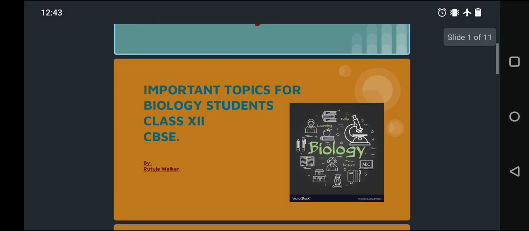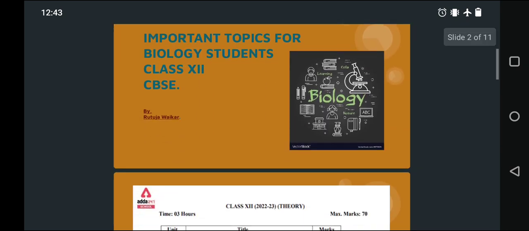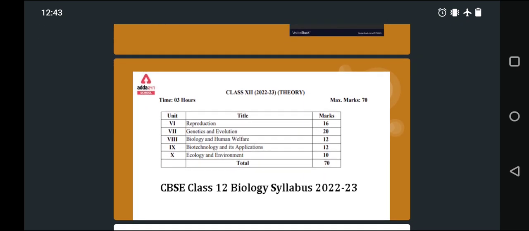Today I am here to tell you which are the important topics for the 12th standard students who are giving the exams from the CBSE. First of all, I want to tell you the unit-wise blueprint of biology for the 12th standard for the academic year 22-23. So let's begin with our topic.